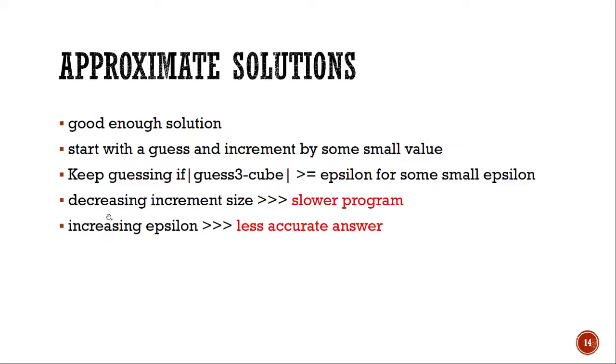If we decrease the increment size, it means that we will probably need more iterations to reach a close enough value. If we increase epsilon, we might get less accurate solutions. So there is a balance and a trade-off between the speed of the program and the accuracy of the answer.